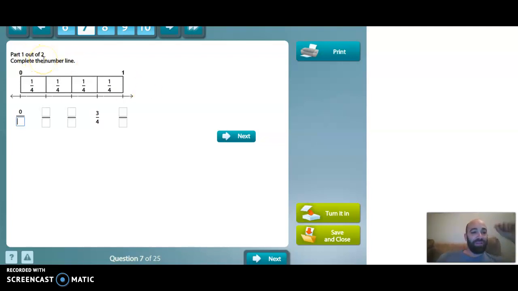All right, part 1 out of 2. Complete the number line. All right, so this mark right here is 0. This mark right here would be... This mark right here would be... This one is 3/4. And what would this be? We spent so much time this year creating number lines. Take your time, just like fractions on a number line, fill in the missing blanks. You can do that. We did that so many times.